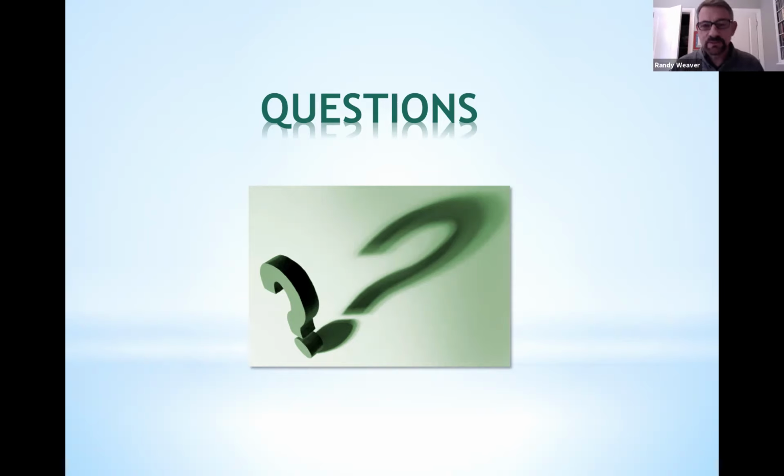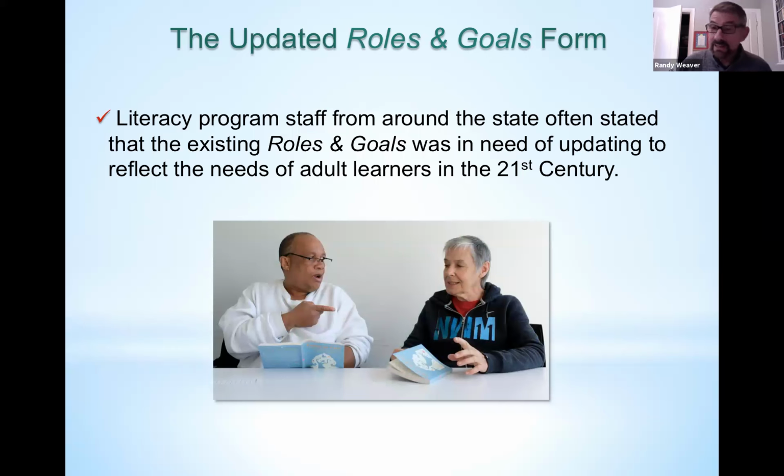And thank you, participants. We'll now go ahead and talk a little bit about the updated roles and goals form itself. Updating the roles and goals form has been on the minds of library literacy staff for some time. And to begin working on this important task, Natalie at the State Library put together an excellent committee of literacy coordinators from a variety of different programs in the state: urban, rural, city, county, large, and small.